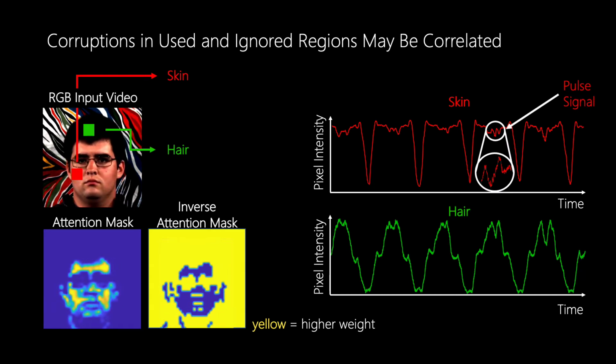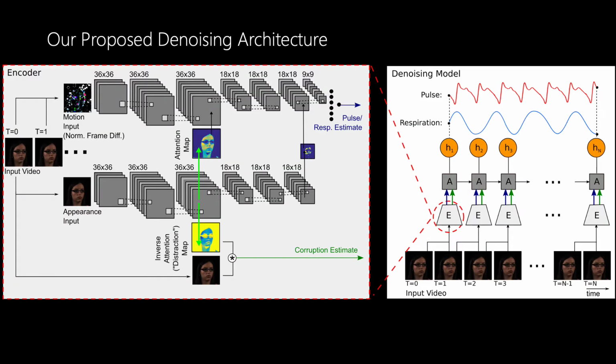We create the inverse attention mask to find the regions which do not contain a strong signal and consequently contain some corruptions. We use these ignored regions to estimate the corruptions present in the video and train a model to suppress them. This is the architecture of our proposed denoising approach.